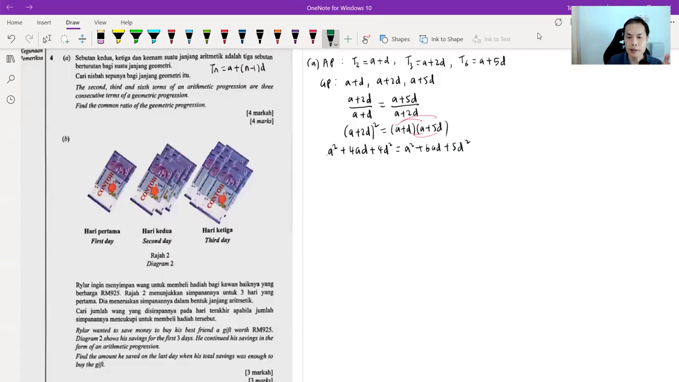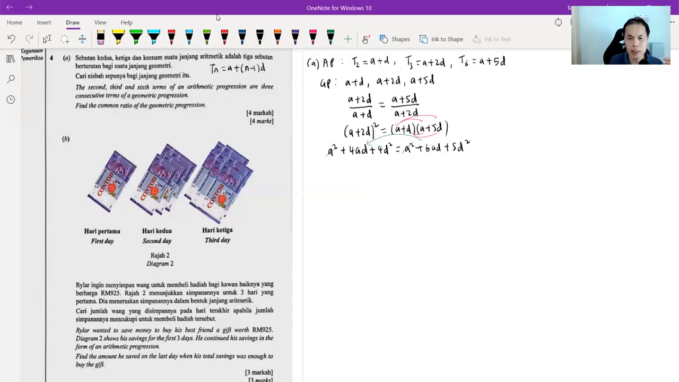Now, what we can do is we can cancel a squared and a squared. We can simplify this ad. Maybe I bring, there's a negative here. You notice I may want to bring this over. Oops, let me use a color pen. I will bring this over, and I'll bring the d over. Okay, so what we have here is negative 2ad equals 1d squared. And we know d cannot be 0. Common difference can't be 0. So we can divide it.